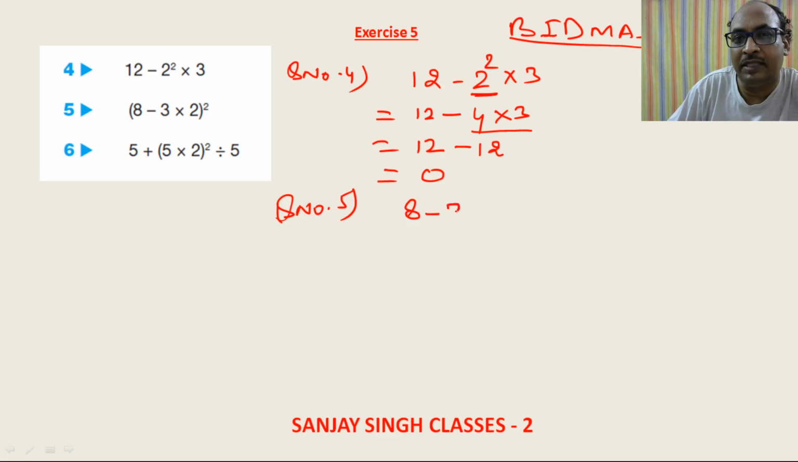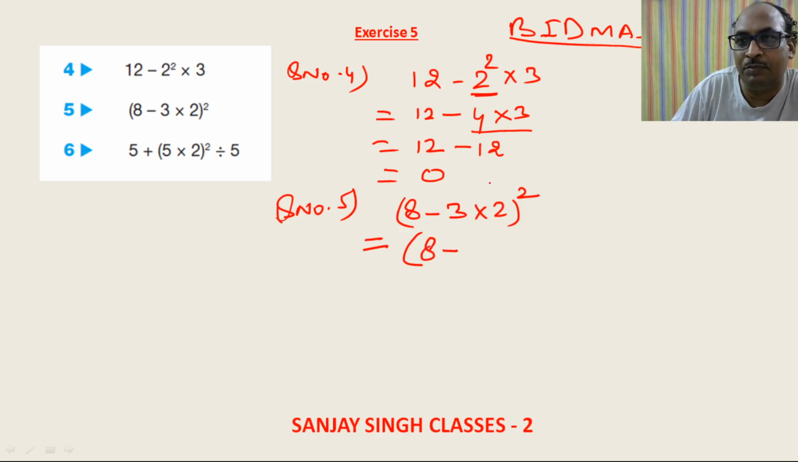It is 8 minus 3 into 2 whole square. In this case, this bracket is there, so that bracket we have to solve first, not this indices. After solving this bracket only, we will be going for solving indices. So inside the bracket, again we need to give preference as per this BIDMAS rule. So this multiplication part will get preference. So 3 into 2 will become 6 inside, and this square will be as it is.